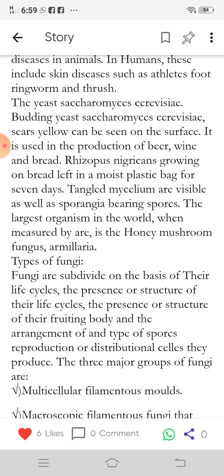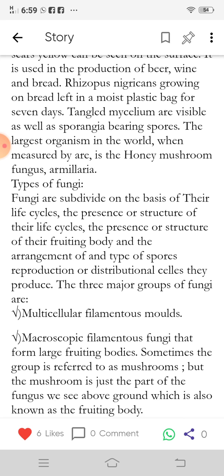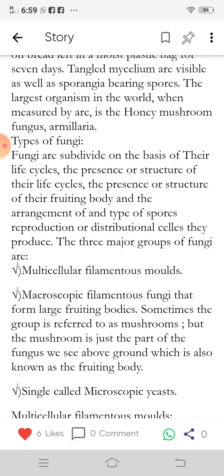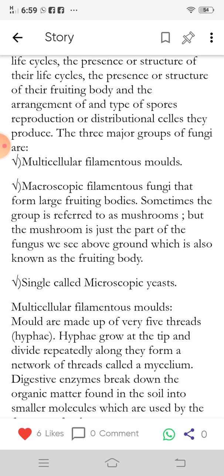Types of fungi. Fungi are subdivided on the basis of their life cycles, the presence or structure of their fruiting body, and the type of spores, reproductive or distributional cells they produce. The three major groups of fungi are: 1. Multicellular filamentous molds. 2. Macroscopic filamentous fungi that form large fruiting bodies. Sometimes this group is referred to as mushrooms, but the mushroom is just the part of the fungus we see above ground, which is also known as the fruiting body. 3. Single-celled microscopic yeasts.